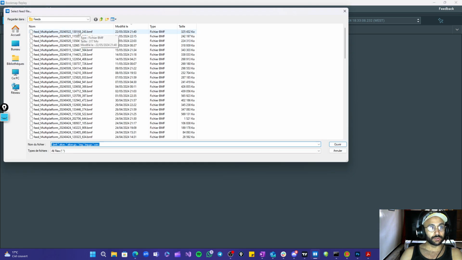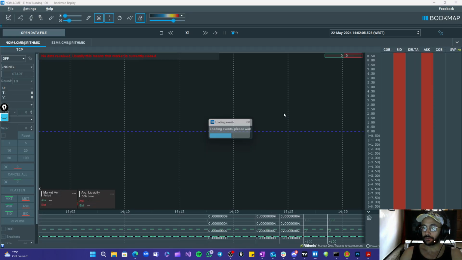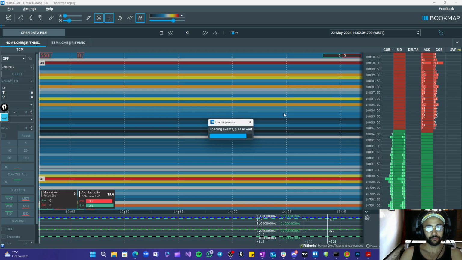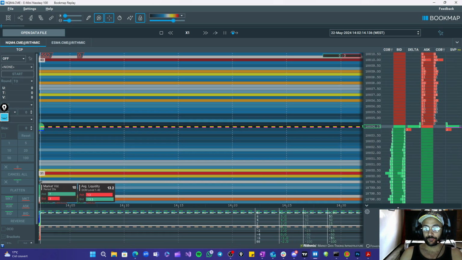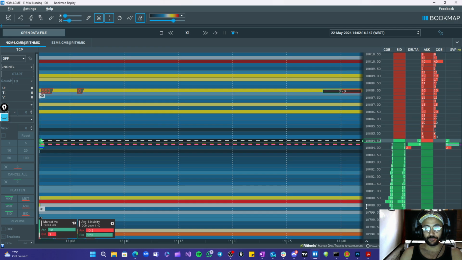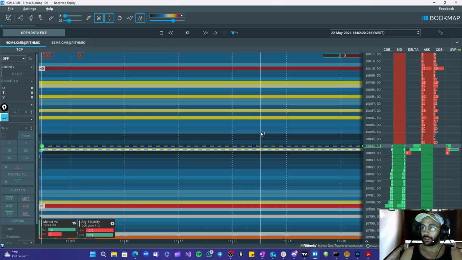We will open yesterday's data, which is Wednesday 22/5/2024, and we will wait for the data to come on. So here we have Bookmap.